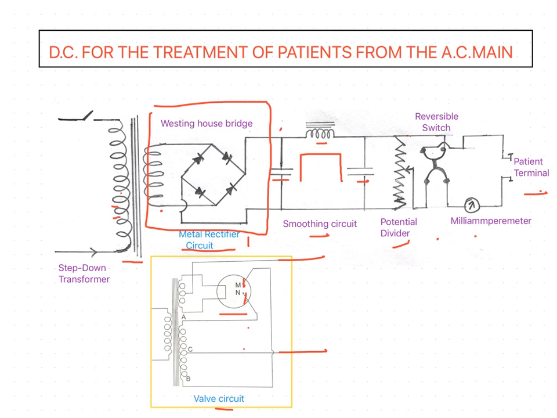So here the voltage is halved by this arrangement, and the pulsating direct current obtained is smoothened and then goes to the potential divider. Finally it reaches the patient circuit, which also consists of a milliampere meter and the reversible switch. So these are the two circuits we are using for direct current for the treatment of patients from the alternating mains current.